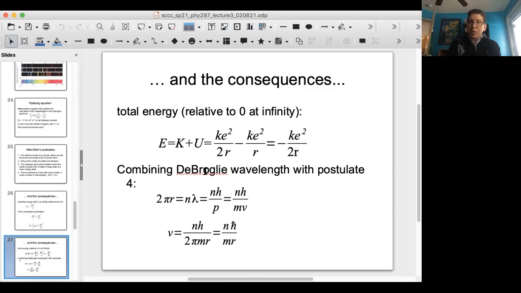So combining the de Broglie wavelength with postulate 4, the idea that 2 pi r is equal to n times lambda, lambda can also be written as h over p. So non-relativistically, you can write 2 pi r is equal to nh over mv. You can then solve that for v, and we introduce a new term h bar, which is equal to h, Planck's constant, divided by 2 pi.